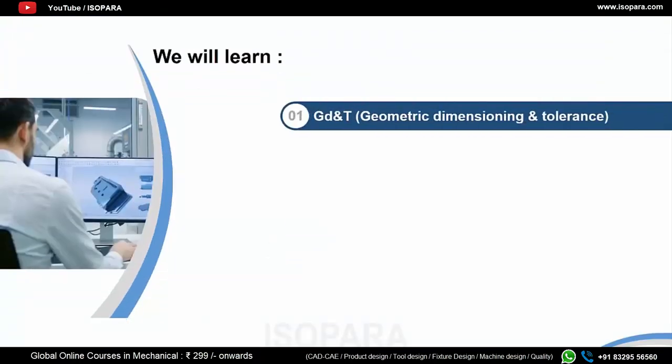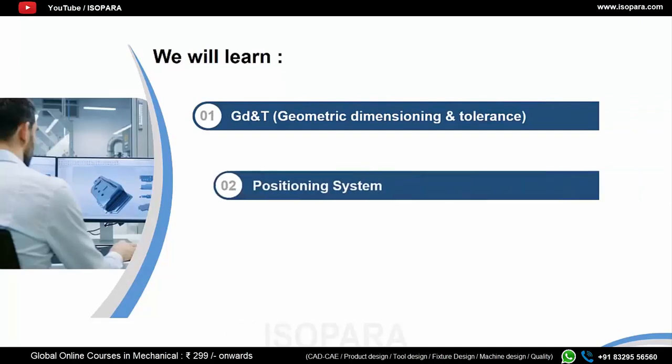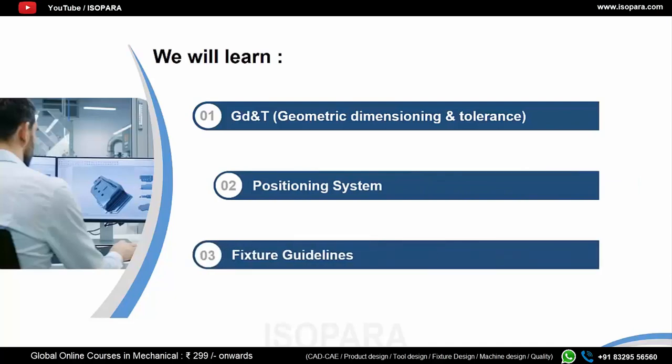In this video, we will be starting with GD&T, that is geometric dimensioning and tolerancing. Then we will look at the positioning system, then the fixture and guidelines. So these are the guidelines that you will need to follow, and these are the systems and metrics that we use to achieve these tolerances and to function properly.